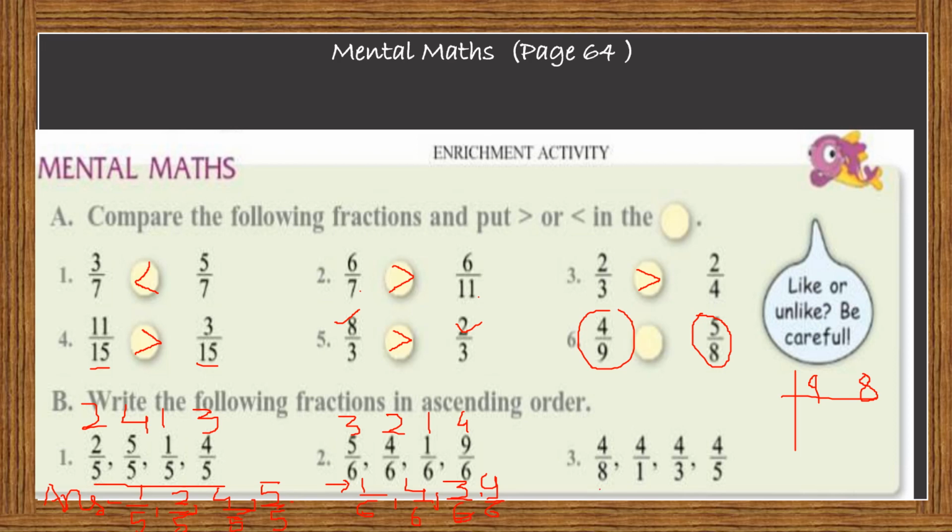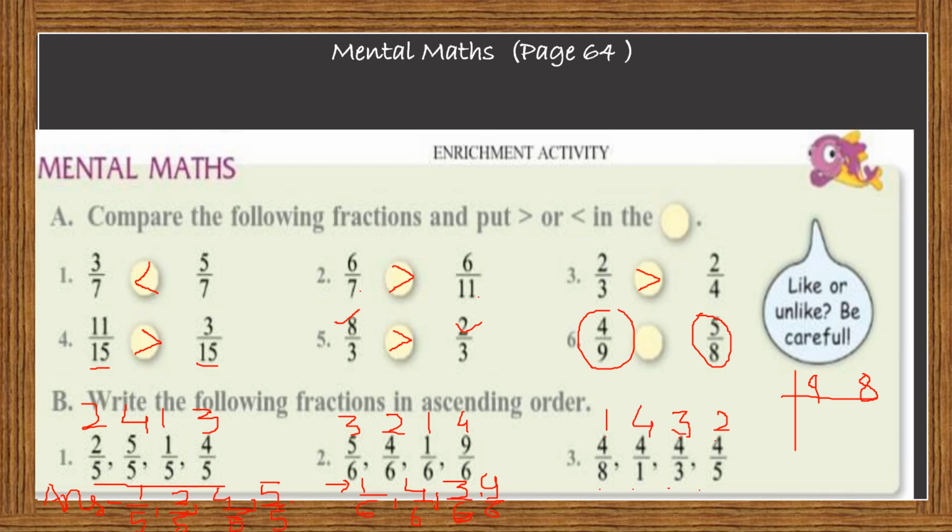Here the denominators are not the same, but the numerators are the same. So what does the property say? When the numerators are the same, the fraction with the smaller denominator is the greatest. So this one will be the greatest. So which will be the smallest? The one whose denominator is the highest. So 8 will come first. Then will come 4 upon 5. Then will come 4 upon 3 and then will come 4 upon 1.